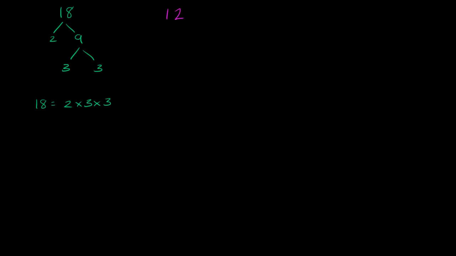That's its prime factorization. 12 is 2 times 6, and 6 is 2 times 3. So 12 is equal to 2 times 2 times 3. Now the least common multiple of 18 and 12 is going to have enough prime factors to cover both of these numbers and no more, because we want the least common multiple, the smallest common multiple.